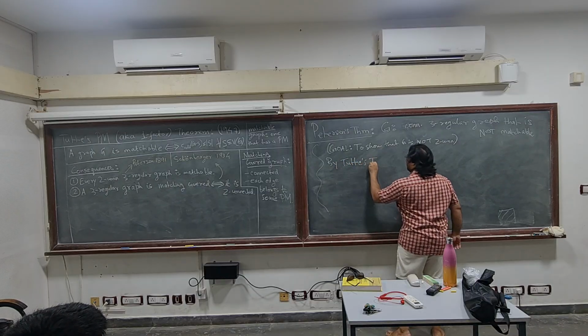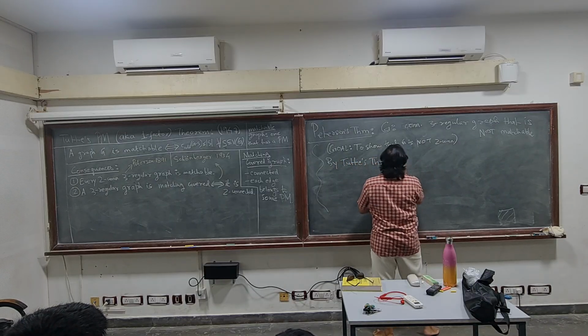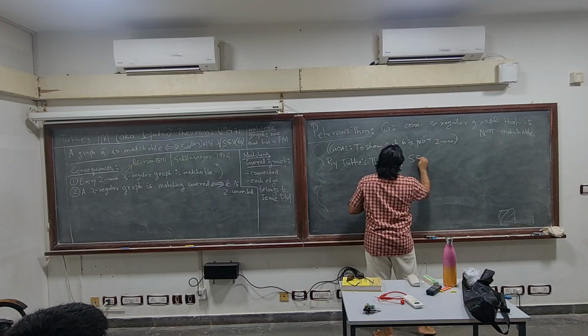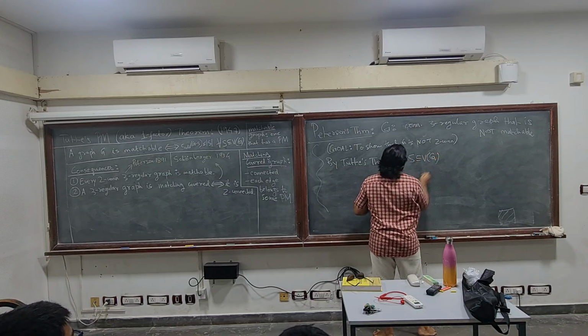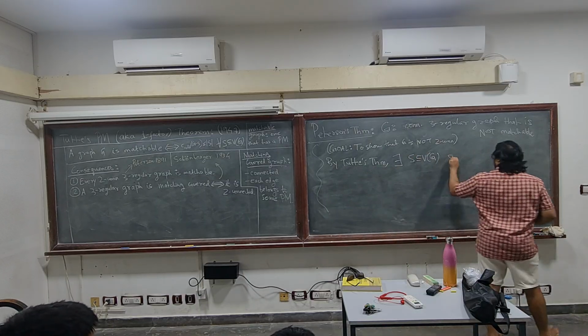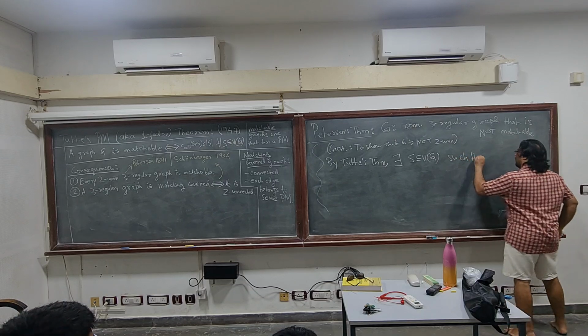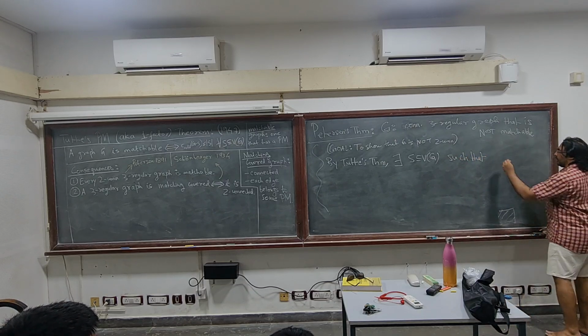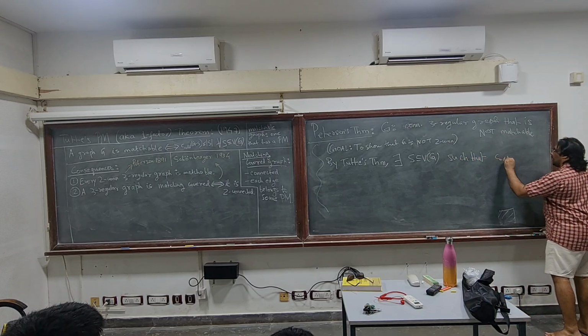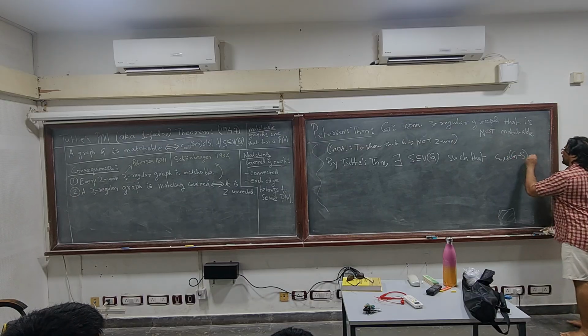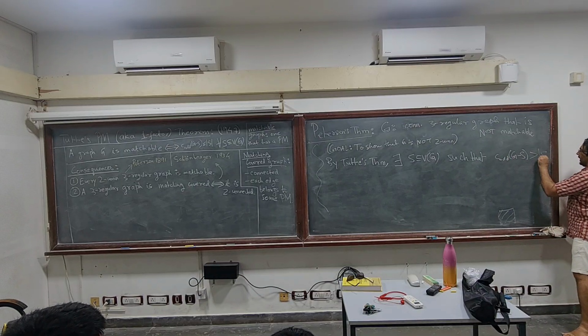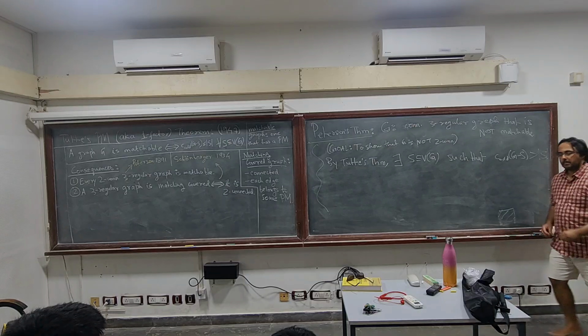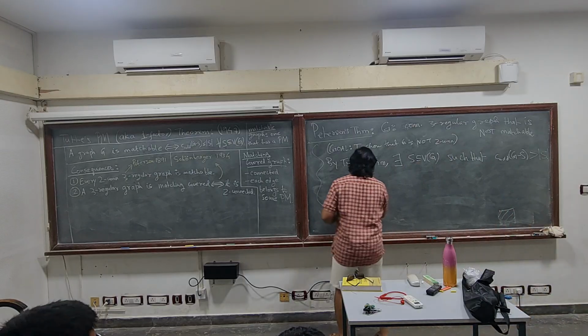By Tutte's theorem, there exists a set S such that the number of odd components is strictly greater than the cardinality of S. So let's draw such a thing.